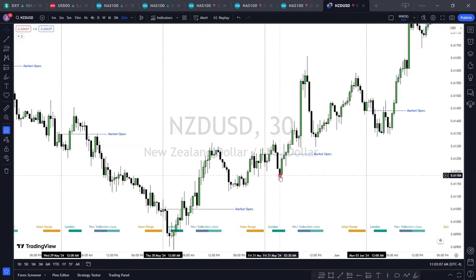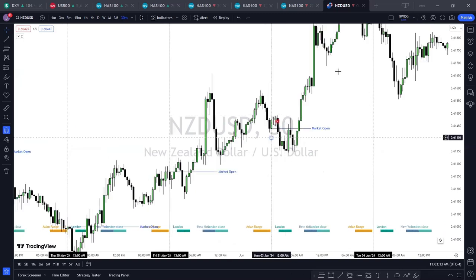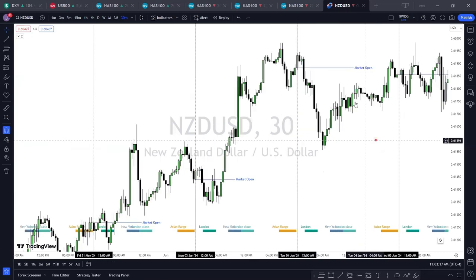So market retraced down against intended move, and then you can see how market rallied. Market retraced, again against intended move, below the market open, London rallied. The same thing here. So we can keep going on and on. You can see the same thing here.